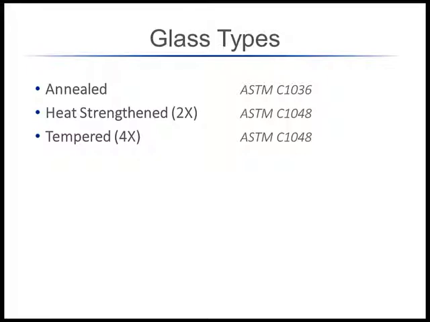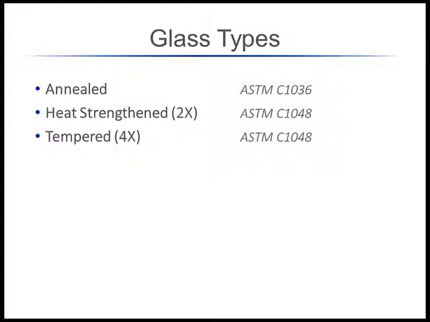So there are 3 main glass types. There's annealed glass, which is the process we just talked about. That's governed by ASTM C1036. There's heat strengthened glass, which is about 2 times as strong as annealed glass. And then there's tempered glass, which ends up being about 4 times as strong as annealed glass. Heat strengthened and tempered glass are governed by ASTM C1048.